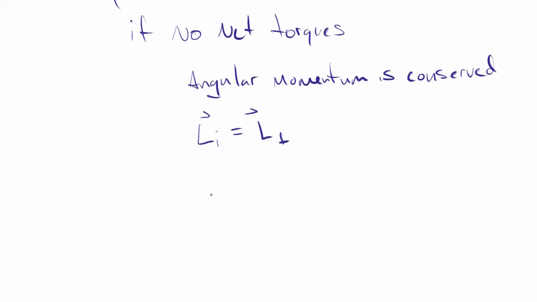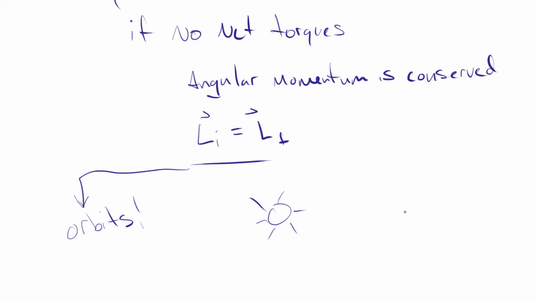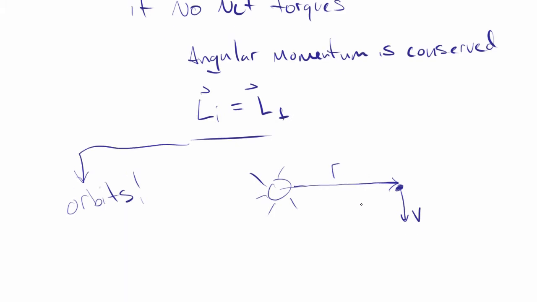So the first place that I want to look at it and talk about is how this applies on a universal scale to orbits of things. And I think that's kind of fun, talking about how objects orbit around other objects. So let's look at one case of that. You can imagine that there's some star and you have a planet orbiting around that star. And that planet moves with some velocity v at a distance r from the star.